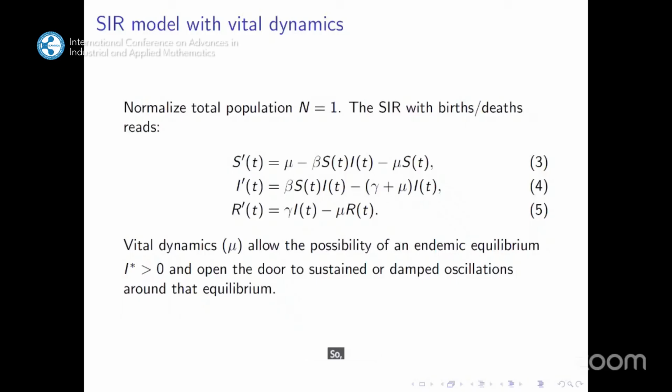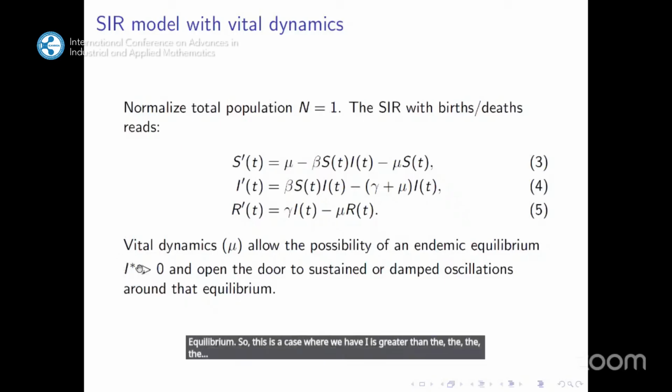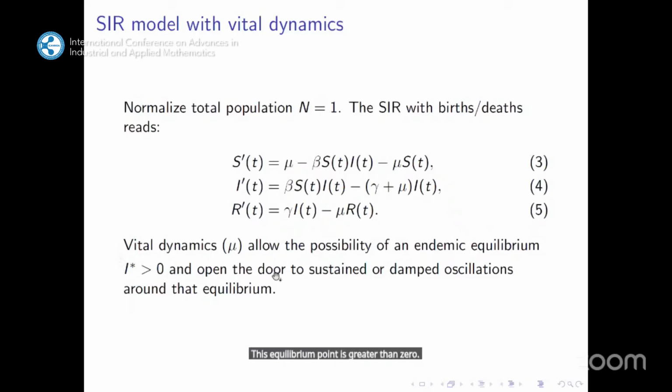So consider the following SEIR model that we know, normalized with N equals 1. So we'll have it in this form. So the dynamics, this parameter here allows the possibility of an endemic equilibrium. So this is a case where we have I at the equilibrium point greater than 0. So it opens the door to sustained or damped oscillations around the equilibrium point.